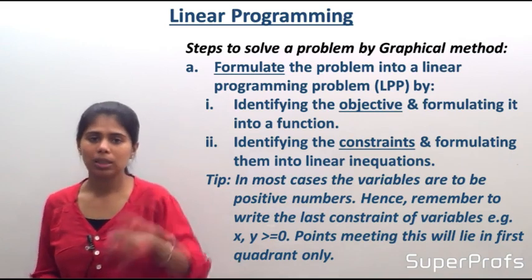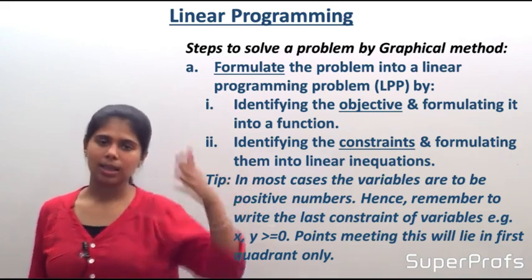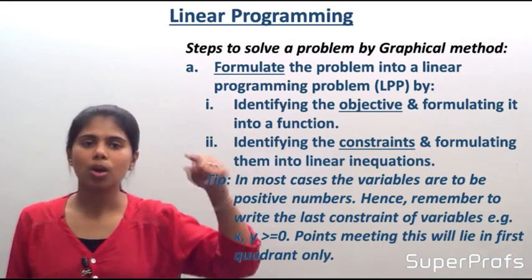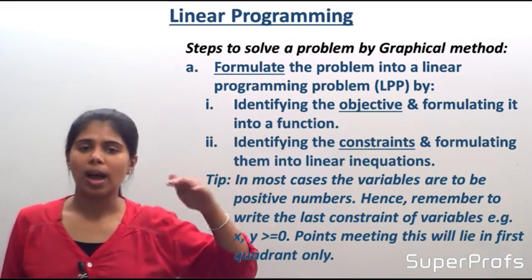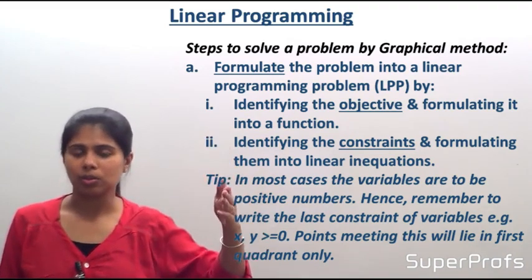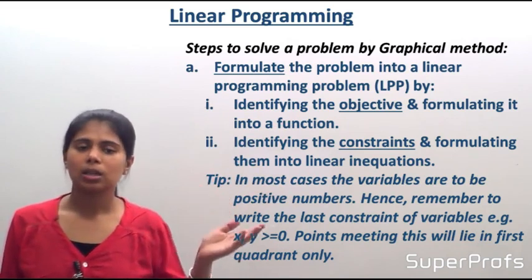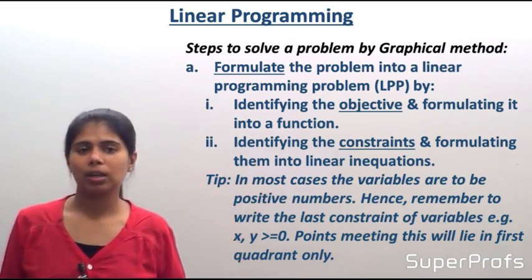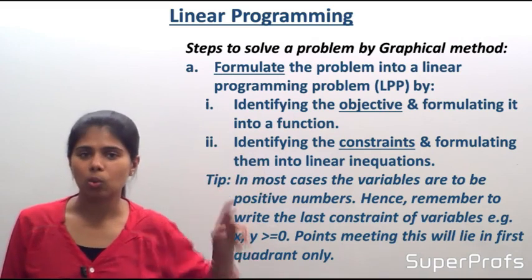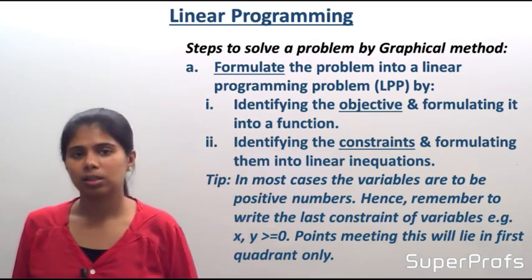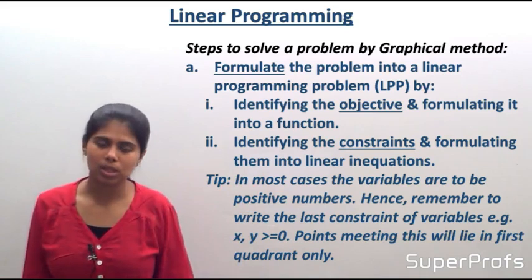If you remember the graph, the x-axis and the y-axis, the first quadrant is the only quadrant where you have x positive and y positive, and therefore all the points meeting the non-negative criteria would lie only in the first quadrant. So that is just an inference out of this constraint.